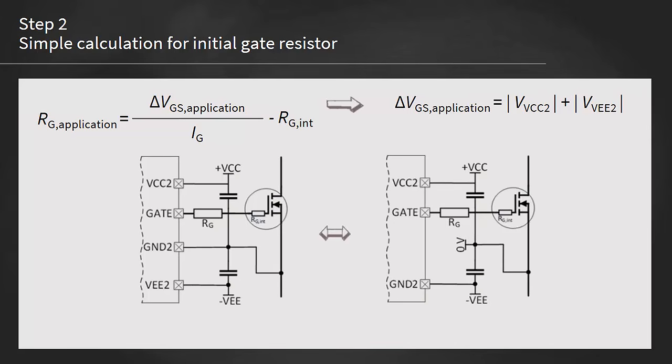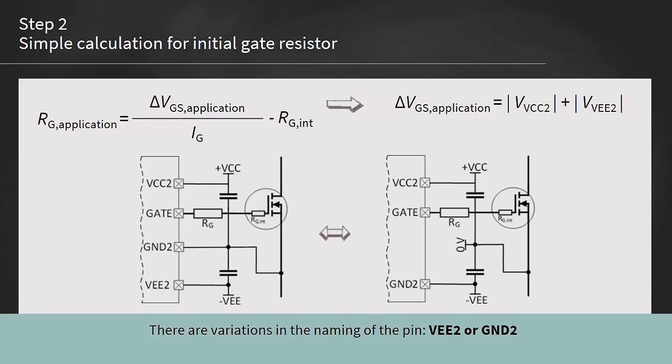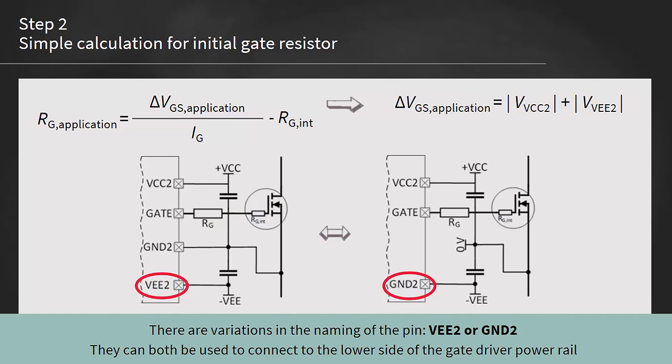However, it is not always the case that the gate driver has both pins, ground and negative supply pins. When this happens, the negative supply voltage is connected to terminal GND2 and the 0 volt is biased by using capacitors. There are variations in the naming of the pin, which should connect to the lower power supply rail. Sometimes, instead of the VEE2 marking on the pin, GND2 has been used. Unless both pins are present on the package, they can both be used to connect to the lower side of the gate driver power rail.